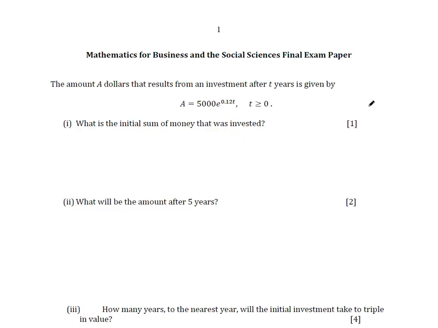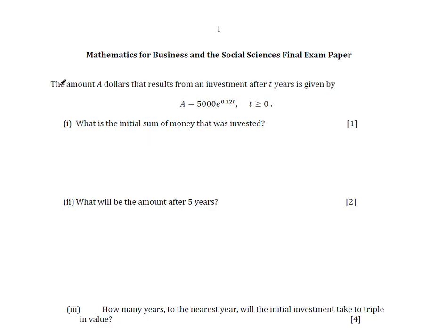In this video, I will be doing an illustrative lesson providing a worked, typical final exam paper that is done in mathematics for business and social sciences in universities at level 1, year 1.